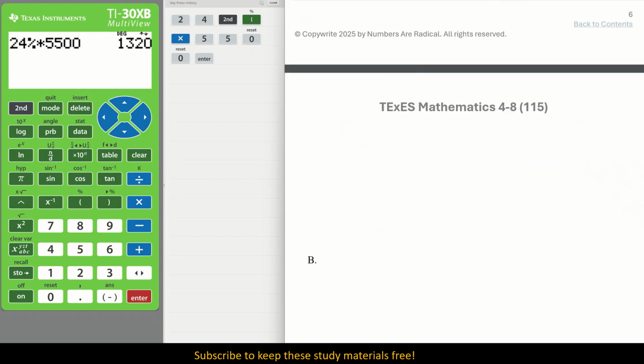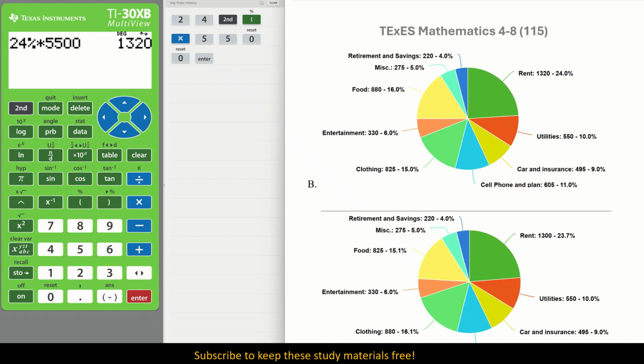All right, so let's take a look. Let's go down. Okay. So, ooh, this one's correct. Okay, the rent is correct. Oh, this one's incorrect. Look, that's $20 less than what it should be. And let's check some of these other percents. That should be 16, I believe, for food. Okay, so we know that's incorrect.